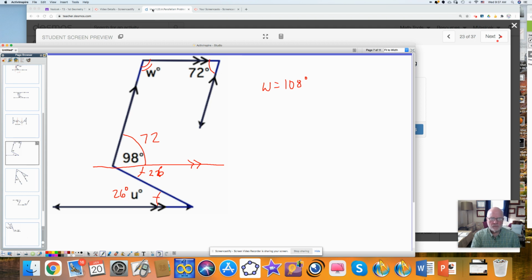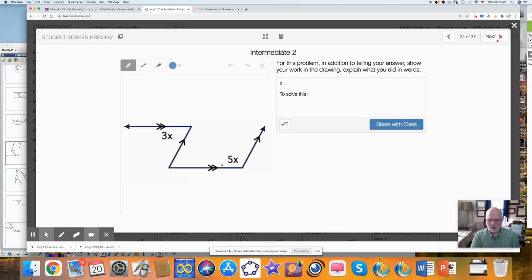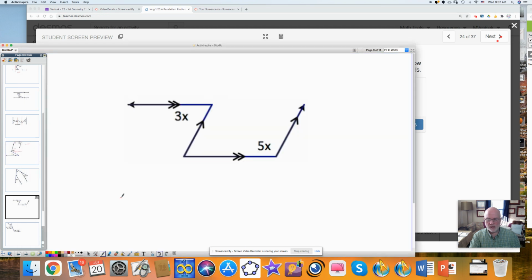In our next problem, I'm going to point out what may seem relatively simple without drawing any extra pieces. Here I have alternate interior angles. If I were to extend this line, I could extend this one. Extend this one. Can you see the transversal crossing the parallel lines? So this angle is 3x. These two angles are supplementary. How would you find x?